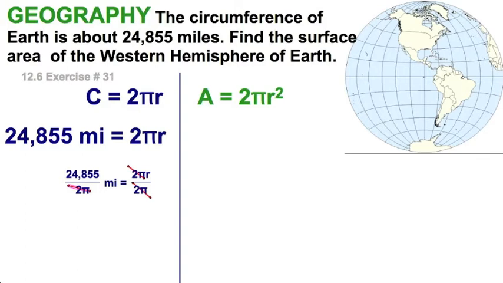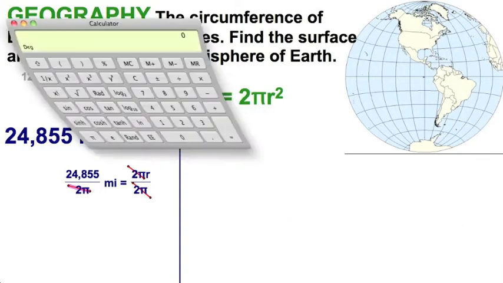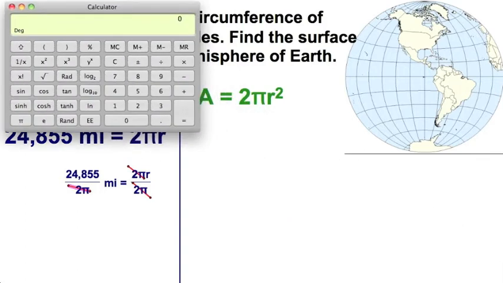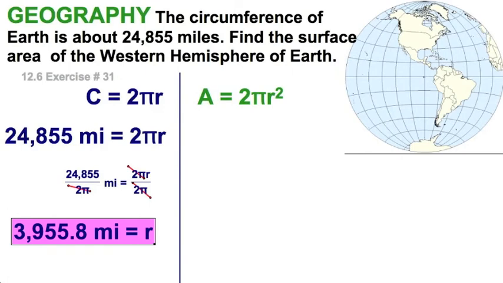If you want to see the calculator, let's do that. We'll pull up that calculator and we'll take 24,855 divided by pi divided by 2. So that's going to be my radius. If I was obeying my sig figs, I could put that down there. 5 significant figures. And now I'm just going to leave it in the register.